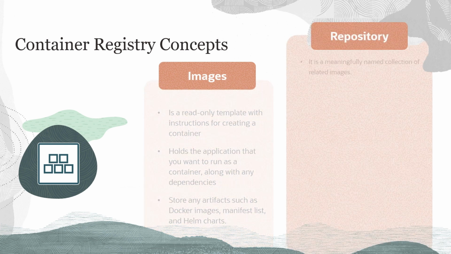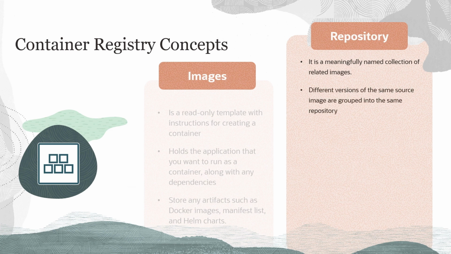Let's understand what a repository is. It's a meaningfully named collection of related images which are grouped together for convenience in a container registry. Different versions of the same source image are grouped together into the same repository. For example, as you can see, we have a repository called Mahindra_project/Acme web app. Now you can have multiple images stored under this repository. The only thing that you need to keep changing is the image version.